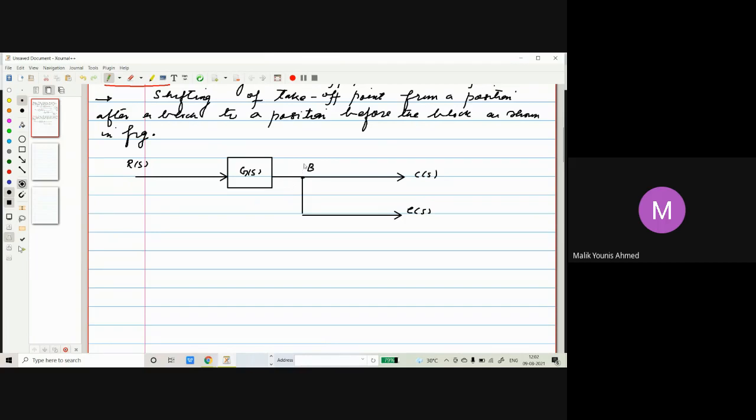So here we can see what we need to do. We need to move this takeoff point from a position after a block to a position before the block. Let's suppose that is point A. From point B to point A, we need to move it. So how can we do this? Let's see.